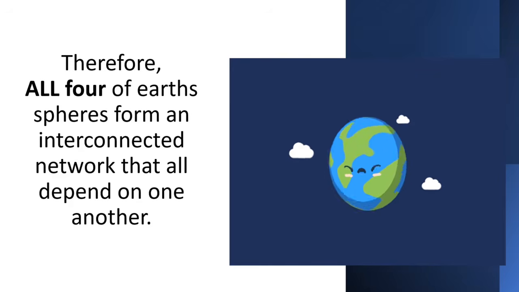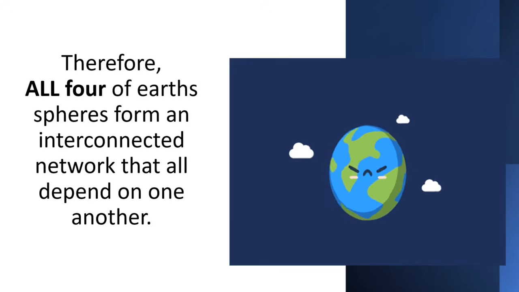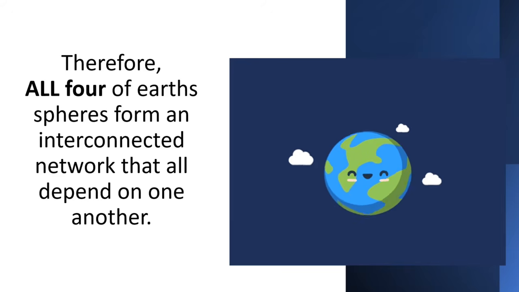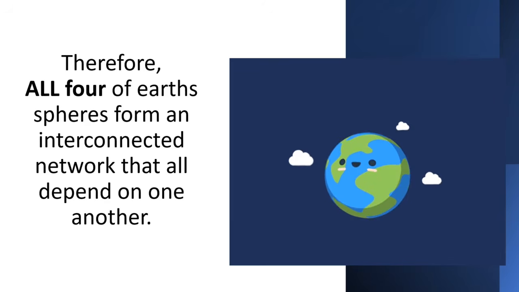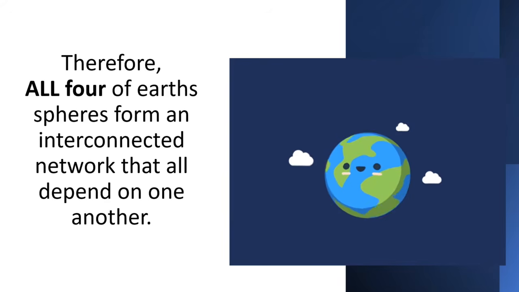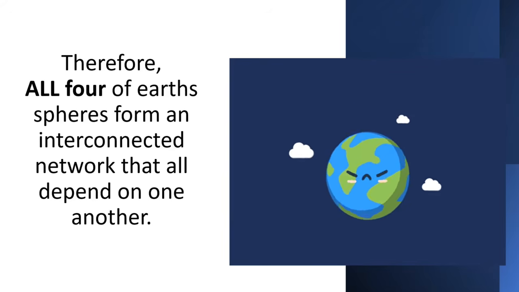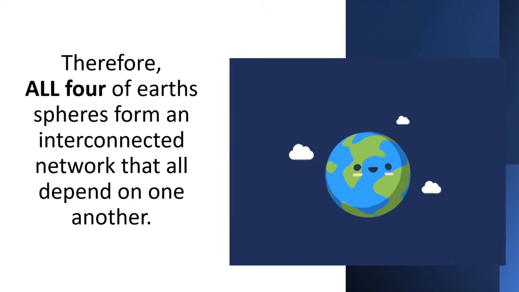Therefore, all 4 of Earth's spheres form an interconnected network that all depend on one another. This means that we need to take care of all 4 of our spheres. If one of the spheres becomes damaged or altered, it will in turn affect all the other spheres. This is why it's important for us to conserve water and to make use of our minerals and resources in a caring way to ensure that our Earth can sustain life for the future generations to come, as well as for us who are currently living on Earth.